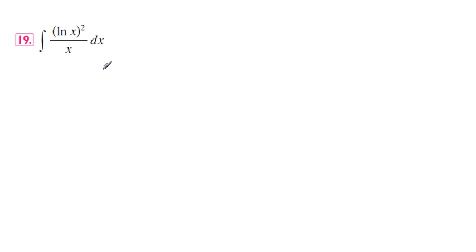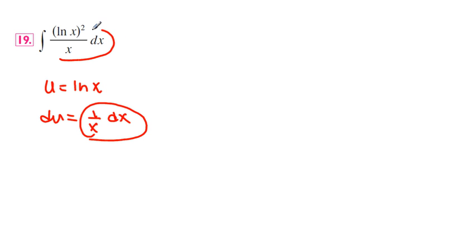Alright, number 19. Wait a minute. That's right. If you assume u as ln of x, then its derivative becomes 1 over x, as you can see. So if you said u equals ln of x, then here we get to realize du equals the derivative of this, which is 1 over x, and then just by multiplying by dx, that's what we end up getting. And notice that we do have this in this part of the expression. So therefore what we end up getting is this is equal to u squared du.